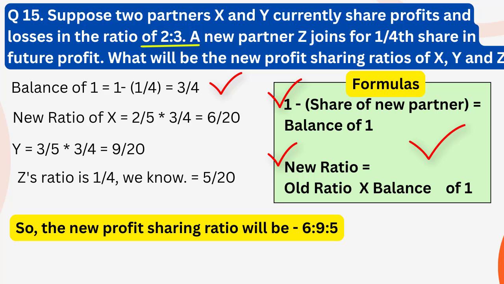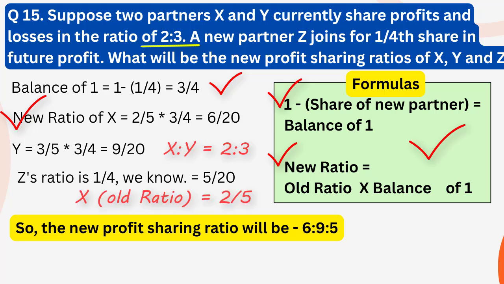Now, if we want to calculate the new ratio of partner X, what would it be? That is equal to old ratio into balance of 1. What is the old ratio? We see that the old ratio here is 2:3. Okay, which means out of the 5 parts, X's share is 2. So 2/5 is his old ratio. Let us multiply it by balance of 1, multiplied by 3/4. That is equal to 6/20. Y is equal to similarly 3/5 into 3/4. That is equal to 9/20.